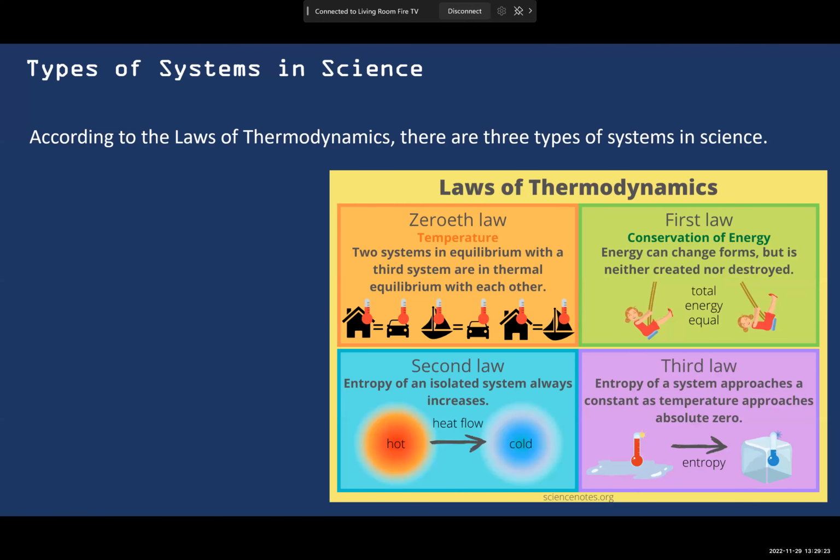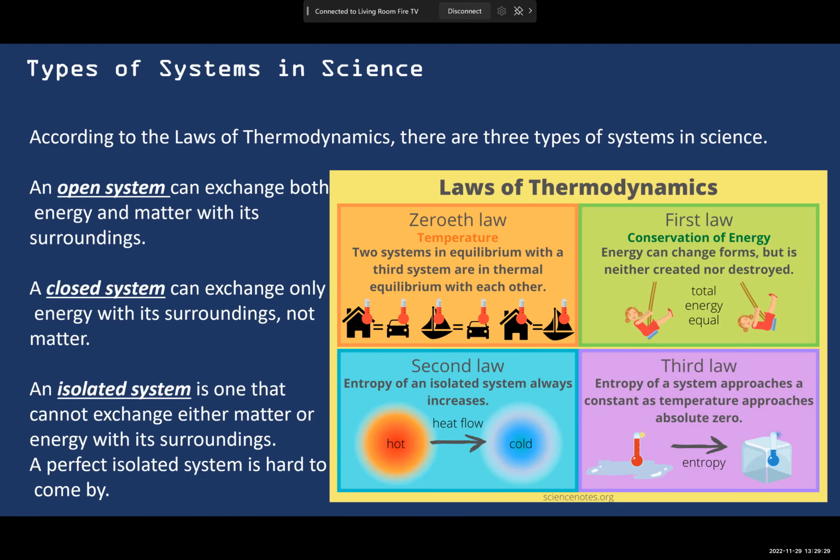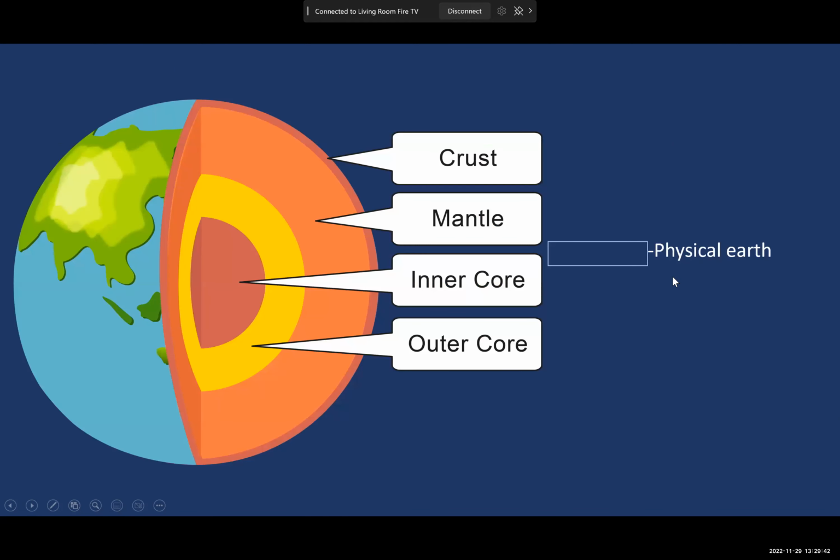All right, let's do this one here. According to the laws of thermodynamics, there are 3 types of systems in science. Open system, closed system, and isolated system. You don't necessarily have to know isolated that well because it's kind of hypothetical anyway. So know open and closed. You may need that for your midterm, just saying.